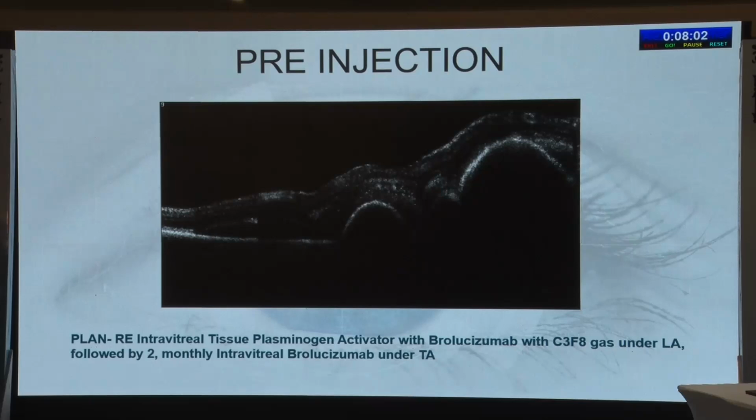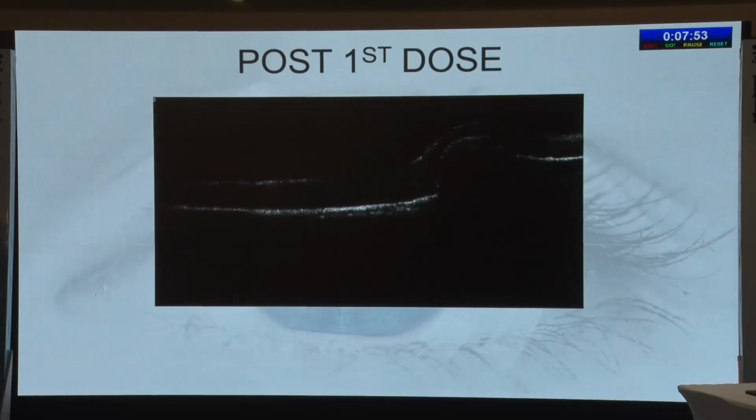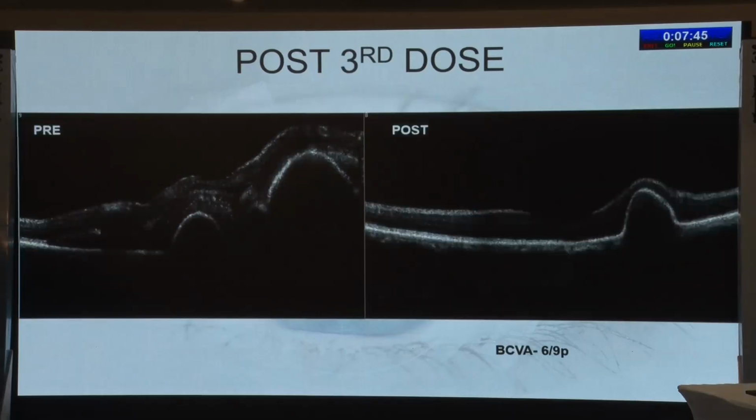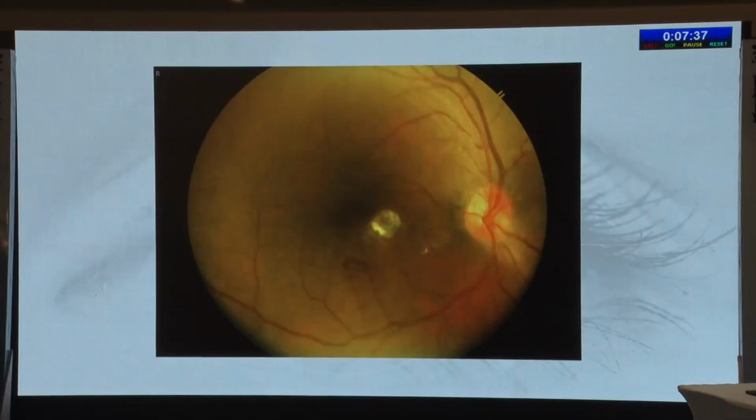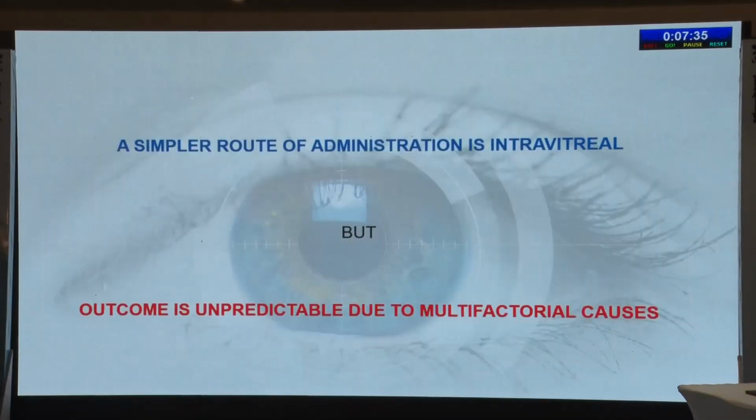So the plan was intravitreal tissue plasminogen activator with brolucizumab with C3F8 gas and relay, followed by 2 monthly intravitreal brolucizumab under tPA. So this was after the first injection. There was near complete clearance of blood because of the tPA and pneumatic displacement, and this is after the third dose, and the vision improved from 1/60 to 6/9 parts. And this was the clinical picture at the end of the treatment.